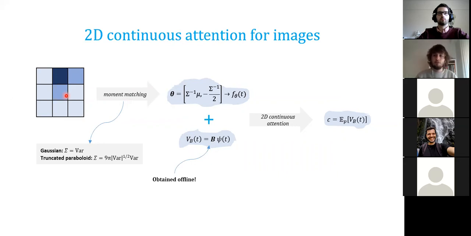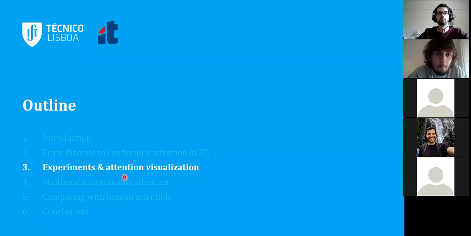This is possible because the covariance matrix of a Gaussian corresponds to its scale parameter. But for the truncated paraboloid case, this is not as direct as in the Gaussian case, but we proved this expression here that allows us to obtain the covariance matrix from the variance. And this is not very important right now, but if you're interested in this, I can point you to the proof later.